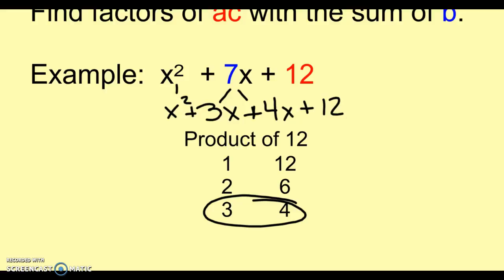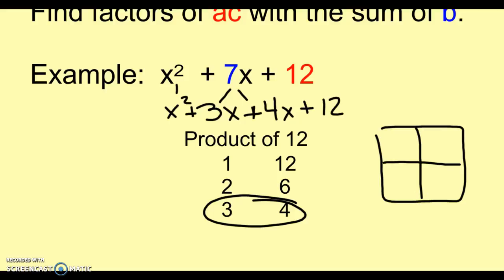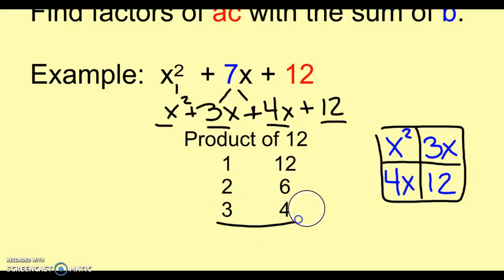Now we're going to factor it not so much by grouping, but by using a box. So we're going to make a box. It looks like a Punnett square. You're going to put all these terms in it. You have 4 terms now, because you divided up your 7x. We're going to put each one of them inside of the box. So x squared goes in the box, 3x goes in the box, 4x goes in the box, and 12. All right, so we've got that written all out. Think about that for a minute.